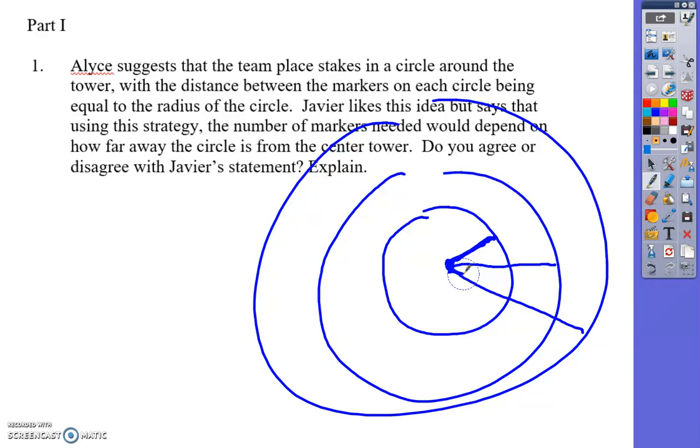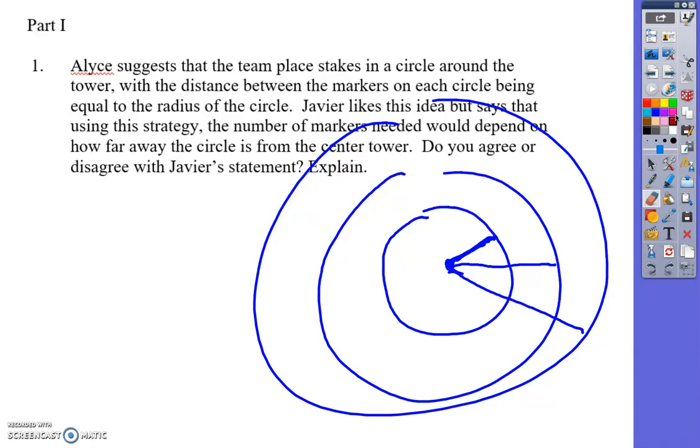And Javier's, what he's specifically said he's concerned about is the number of markers needed. He's saying that they're going to need additional markers if the circle is bigger, if the radius is bigger. And do you agree or disagree? So go ahead and have a discussion with your group about that, whether we agree or disagree, and pause the video and I'll come back and explain my decision on that.